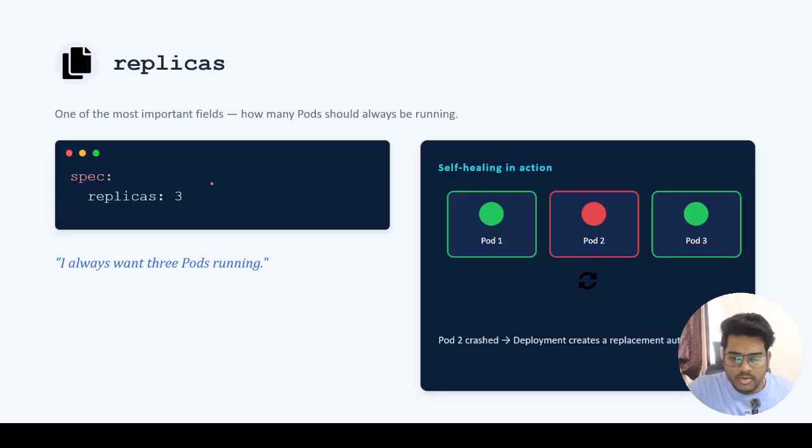So now you will see the most important field which we saw, that is replicas. It means I always want three pods to be running. And also what happens if any pod gets crashed, like pod 2 gets crashed, so again a new pod will come up.